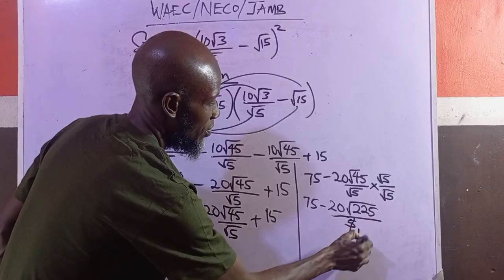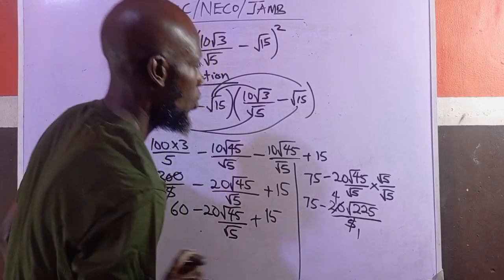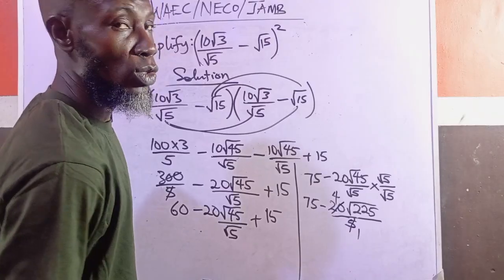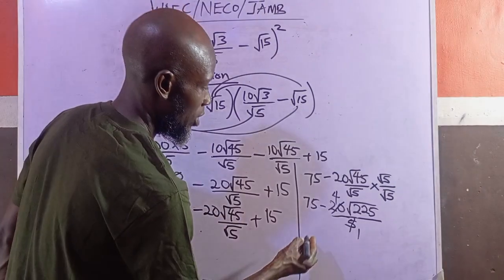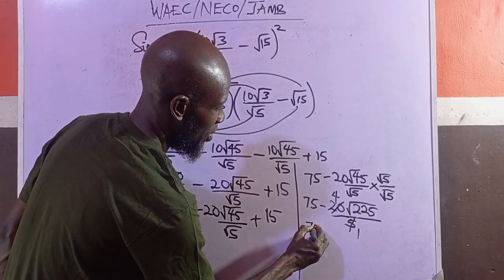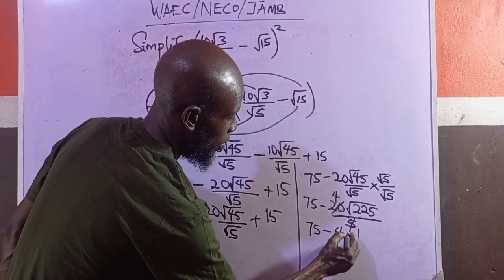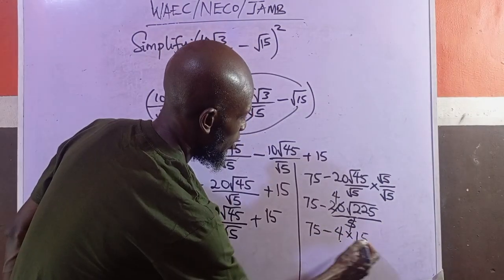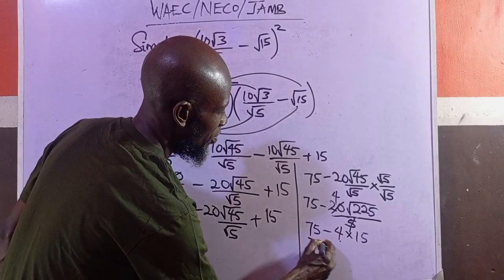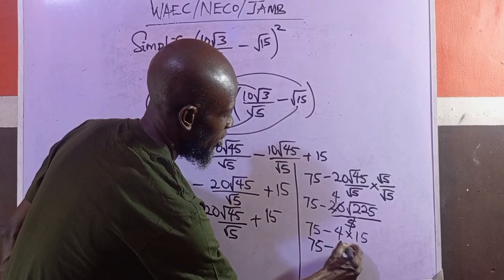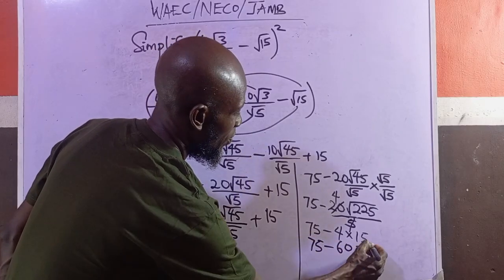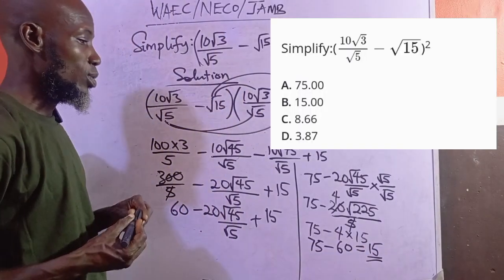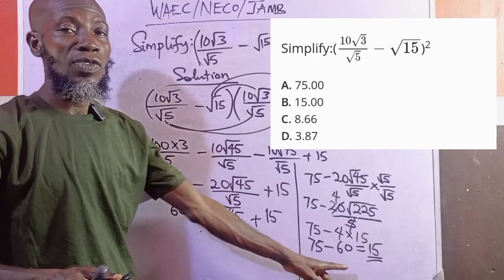So from here, 5 here 1, 5 here 4. So then the square root of 225 will give us 15. So we have 75 minus 4 times 15. So this will give us 60. So we have 75 minus 60, and that will give us 15. So the answer to this question is 15.